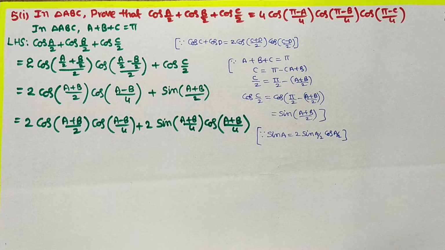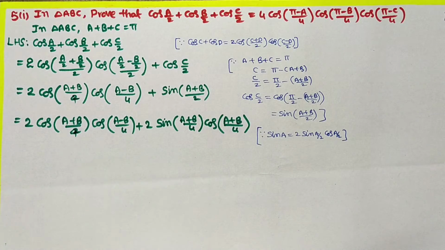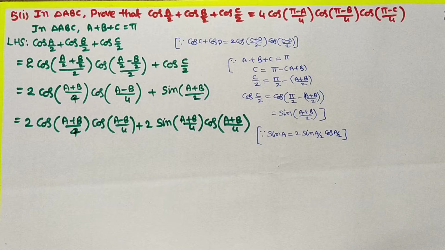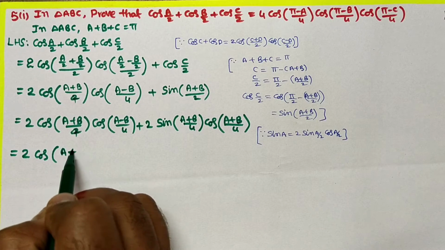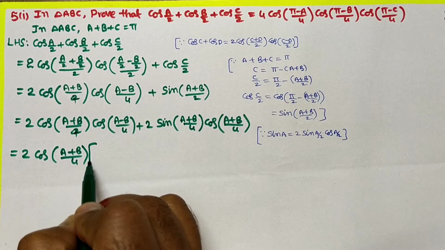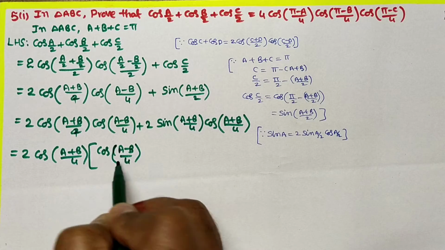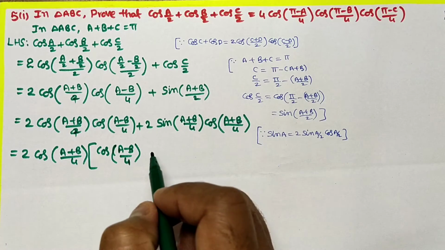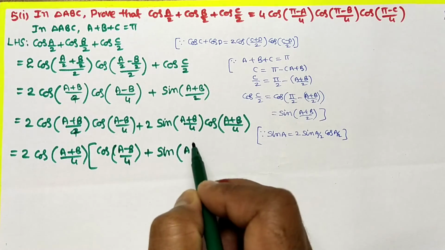So from these two terms, you take common 2 cos of (A plus B) by 4. Taking it common, it becomes 2 cos of (A plus B) by 4 into the rest of the terms: cos of (A minus B) by 4 plus sin of (A plus B) by 4.